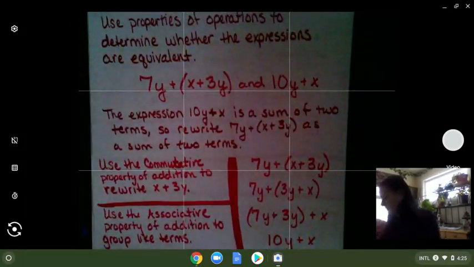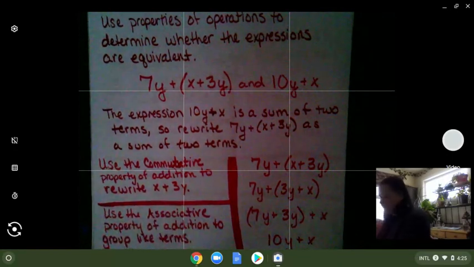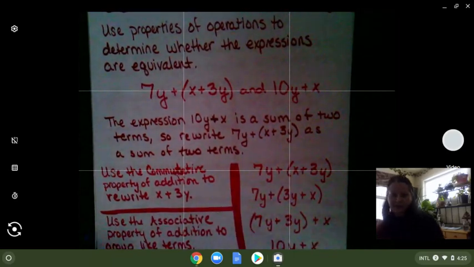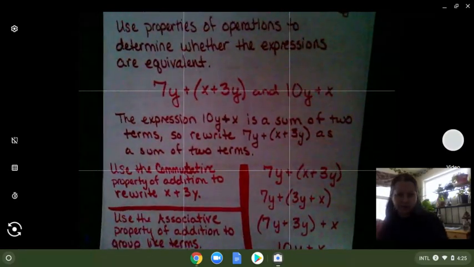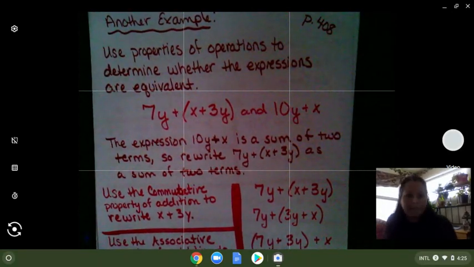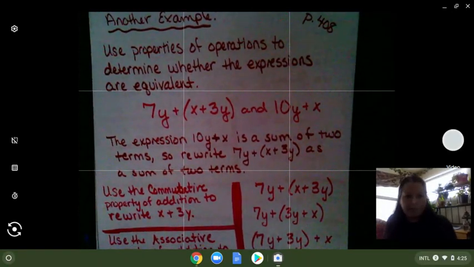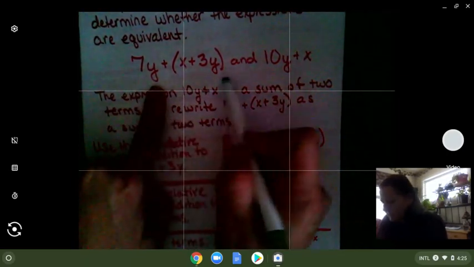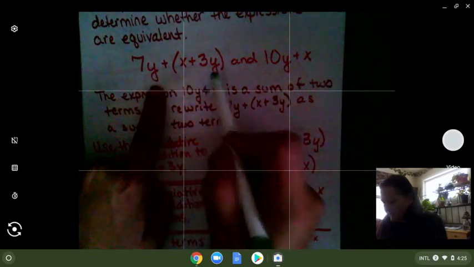Here's another example. You don't have to write this one down. It's on page 408 in your book. You might want to turn to page 408 so you can do yours along with me. It's up to you, or you can just watch and we'll do a couple together so you have some in your notes. Use properties of operations to determine whether the expressions are equivalent. So these are the two expressions that we are checking to see if they are equivalent.